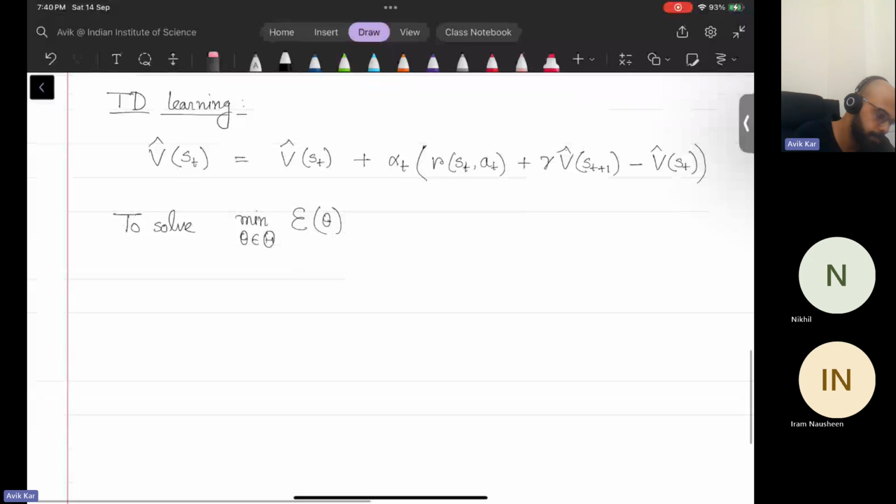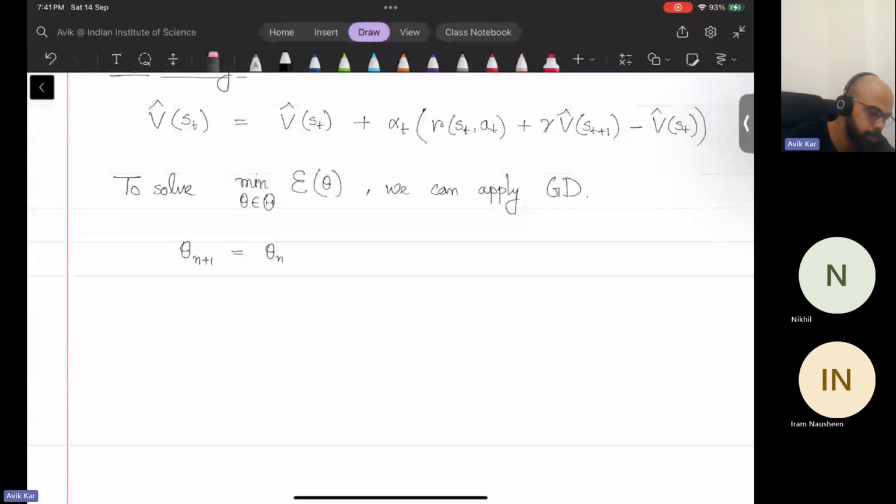So to solve this, we can apply gradient descent, SGD. So how does that go? Theta n plus 1 is updated as theta n. So this is we are minimizing. So we take a step in the negative direction of the gradient, with step size, and then the gradient of E theta.